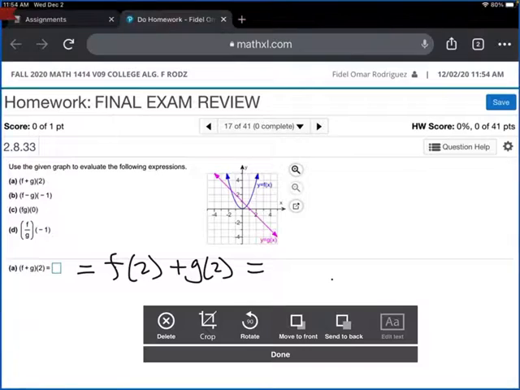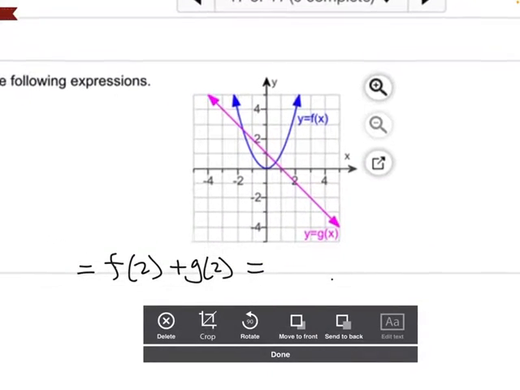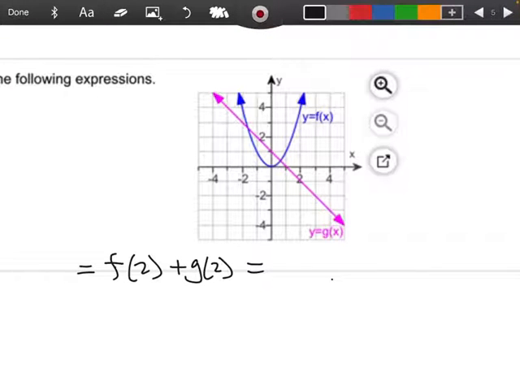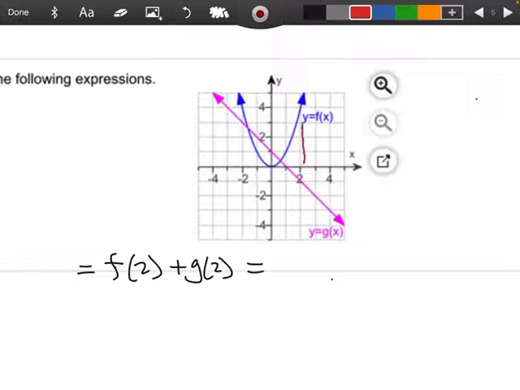So let me see if I can actually zoom in here a little bit. Okay, here we go. All right, perfect. Okay, so when we're trying to find f of 2 and g of 2, so f of 2 means what I'm going to do is I'm going to go to the x-axis when x equals 2. I'm going to go up. And the value that we're finding is 4. So this is going to be 4 here.